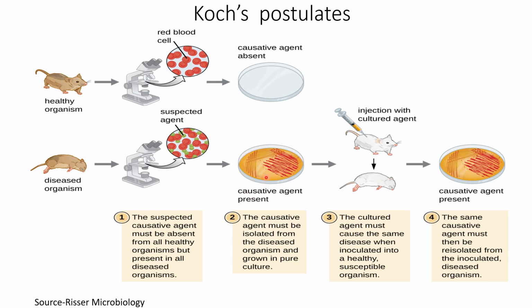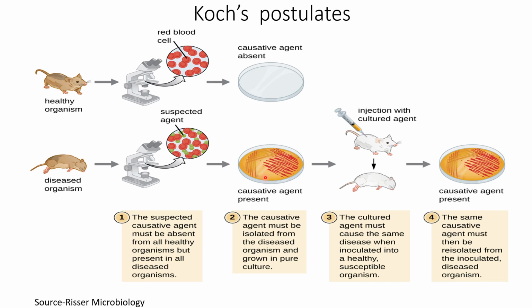You should be able to isolate it in pure form. That is, only that organism should be there. No other culture, no other organism should be there in your plate. So, you should be able to get it in pure culture. This is the second criterion you should satisfy.